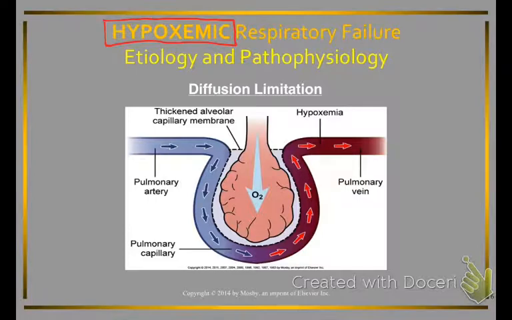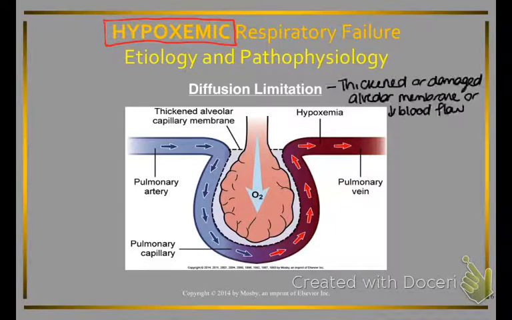So, again, this is a hypoxemic issue. When we talk about diffusion limitation, and we are just briefly touching on this. This is basically what we were talking about in the last slide, but it helps relate to ARDS. So you have a thickened or damaged alveolar membrane, right? So this is the membrane right here. You saw it in the last slide where it was nice and smooth. This is thick.